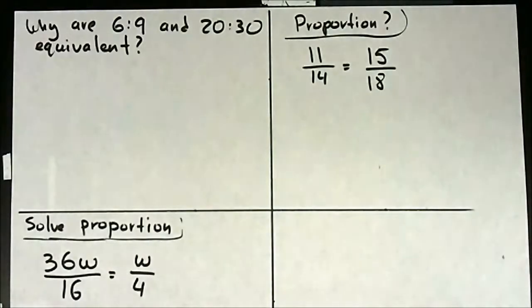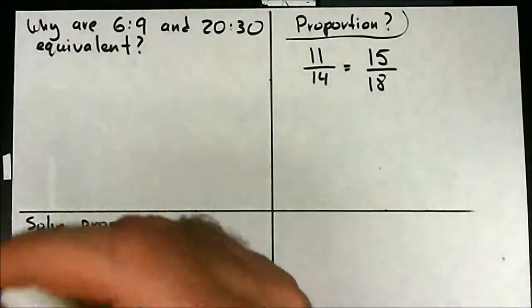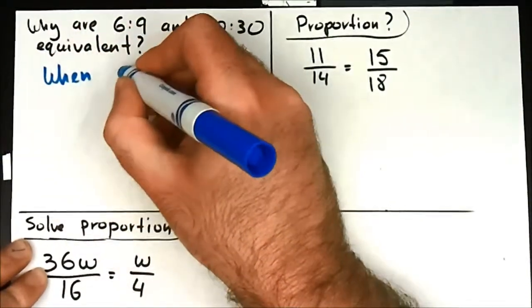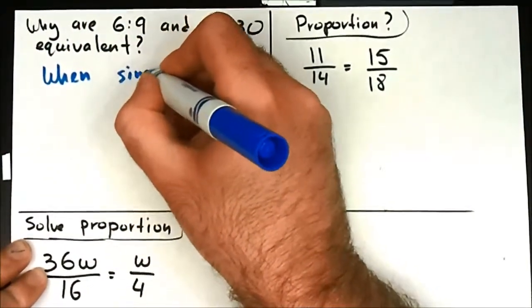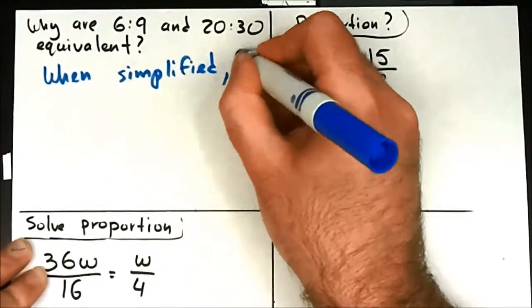Alright, next up we have, why are 6 over 9 and 20 over 30 equivalent? Can someone tell me that? Why are these two ratios equivalent? Because if you simplify them down, they're both the same thing. So when simplified, they are identical.